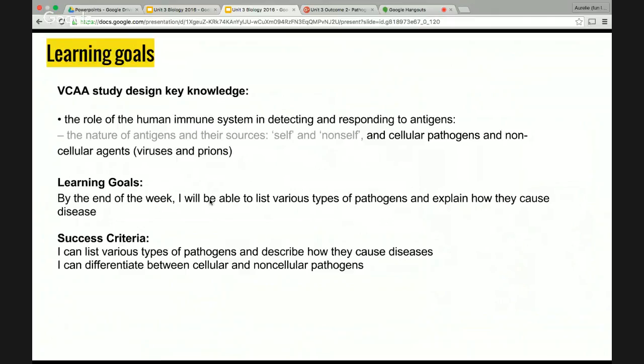Our learning goal at the end of this class is that you will be able to list various types of pathogens and explain how they cause disease. You'll know you've been successful if you can list various types of pathogens and describe how they cause diseases, and you can differentiate between cellular and non-cellular pathogens.